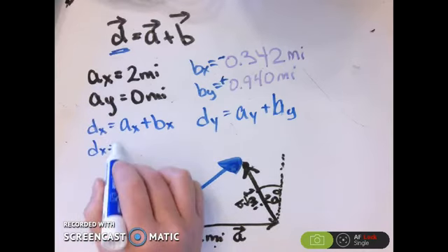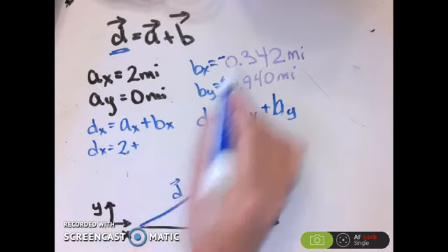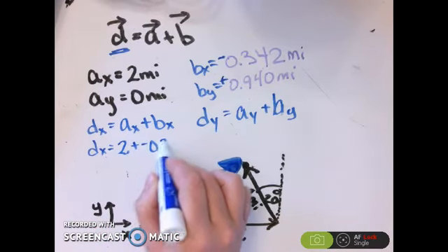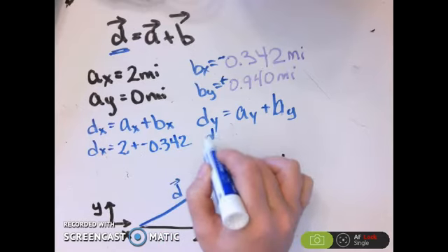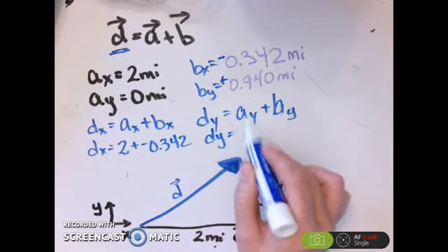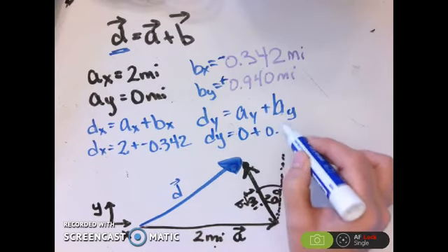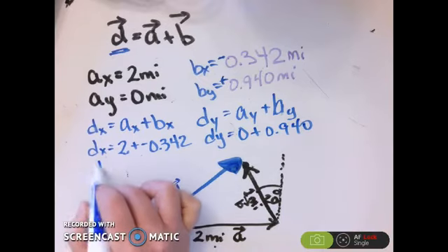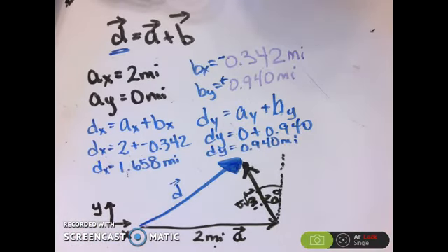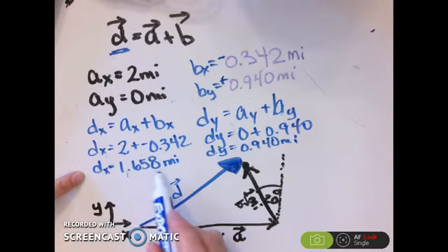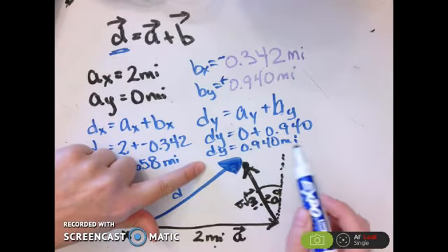So when I plug in the new values I just learned, recalling Sohcahtoa, I know my x component of A is 2. My x component of B is negative 0.342. My y component of A was 0. My y component of B was 0.940. And through the magic of the phenomenal technology that Miss First is using, when I simplify this, I have an x component of 1.658 miles and a y component of 0.940 miles.